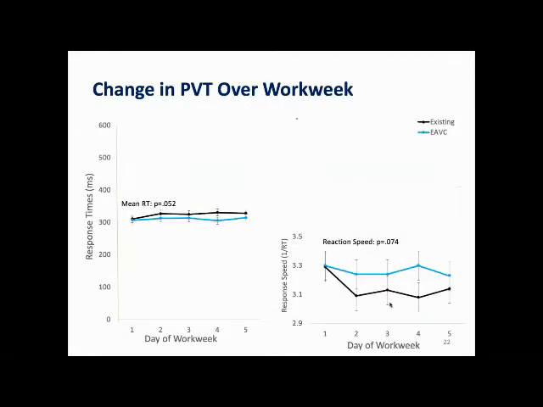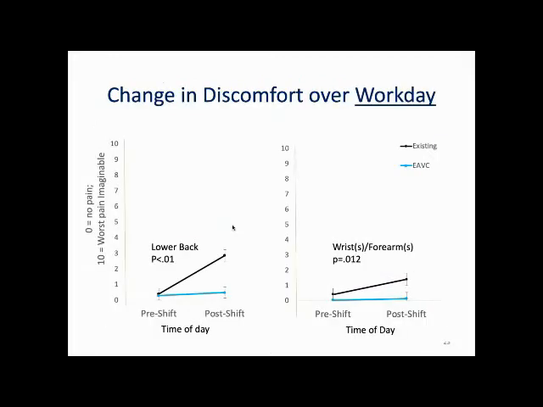All right, so changes in PVT over the work week. Similar charts, except on the horizontal axis now, it's day of work week. What we see here is that on day 1, after a weekend, the mean reaction times and the mean reaction speeds were the same. But on day 2, for the existing seat, there is an increase in mean reaction times and a decrease in reaction speed. And it remained there for the rest of the week. Whereas in the vibration canceling seat, it was pretty consistent throughout the entire week. So perhaps one night is not enough time to recover from the higher vibration levels of the existing seat.